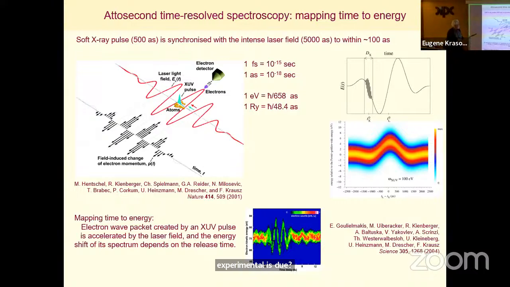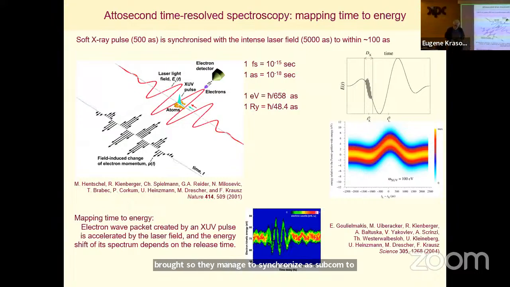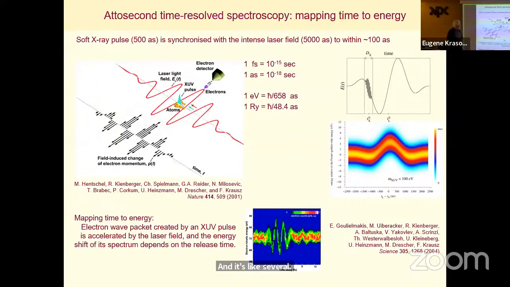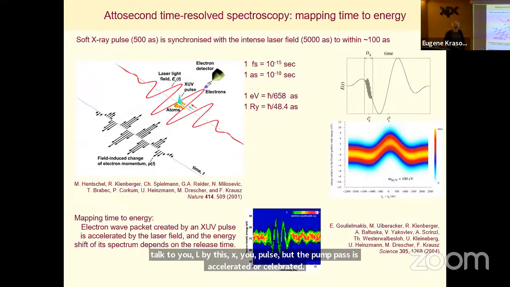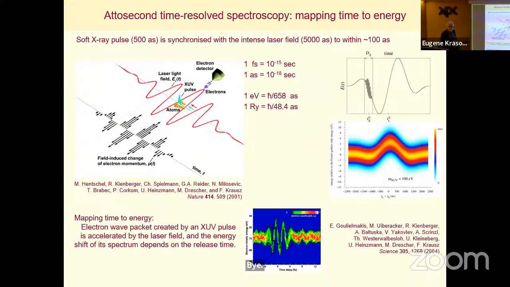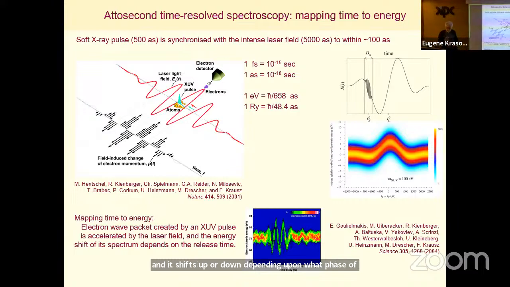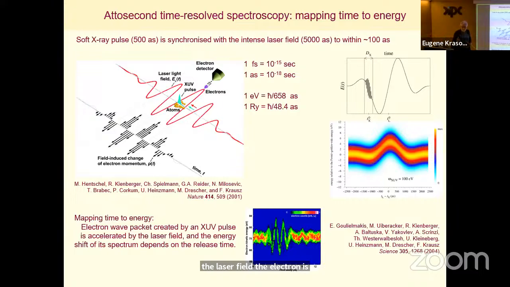That's how it works. They manage to synchronize a sub-femtosecond XUV pulse. XUV means extreme ultraviolet, so the energy is about 100 eV, and the pulse lasts several hundreds of attoseconds. They synchronize it with a longer, several-femtosecond laser pulse, and the photoelectron excited by this XUV pulse, the pump pulse, is accelerated or decelerated by the laser field, the so-called streaking field. Its energy spectrum can be measured, and it shifts up or down depending upon what phase of the laser field the electron is born at when it is released.